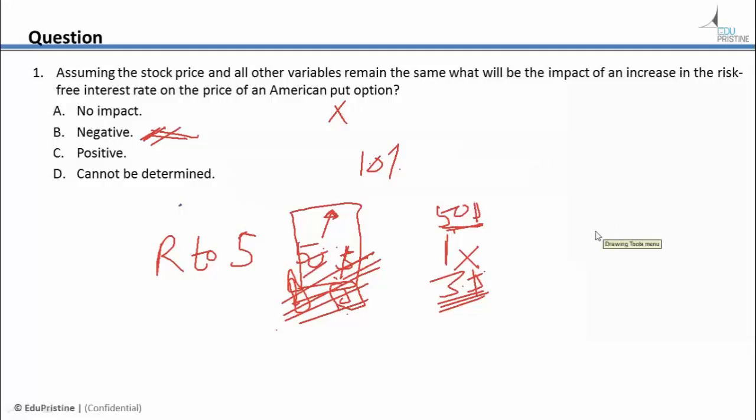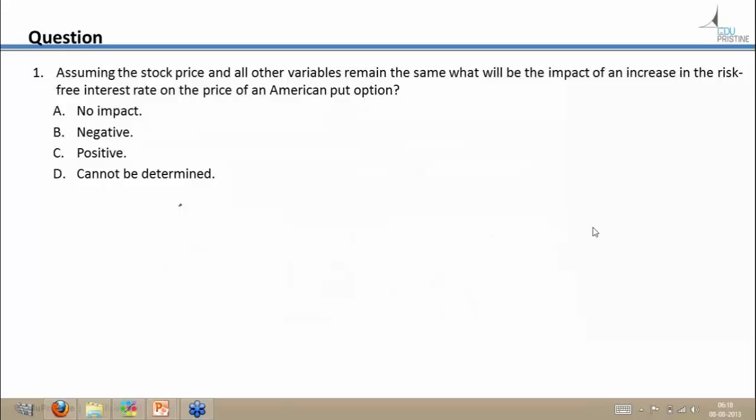Any doubts? Any doubts, guys? If it's clear, we can move. Is it clear?